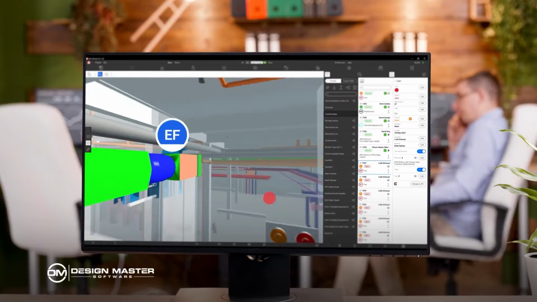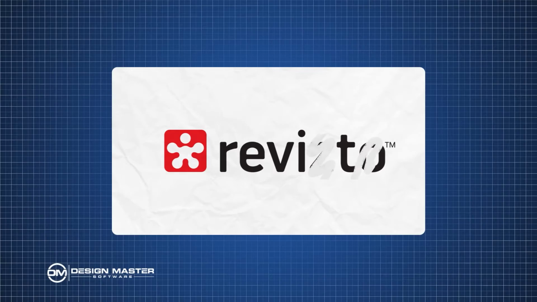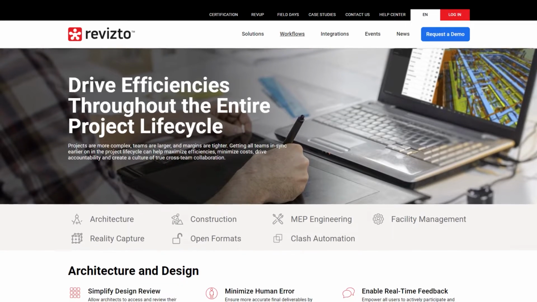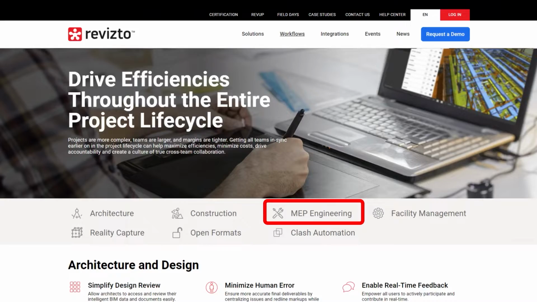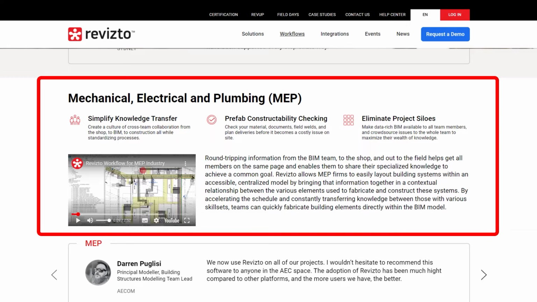Finally, we have Revisto. It's a fairly new player in the industry. It came out in 2012. I don't necessarily love that name. It's a little bit too close to Revit for me, but that's what they chose. They do have a section talking about the MEP industry, so that gives them a score of 2 on the scorecard.